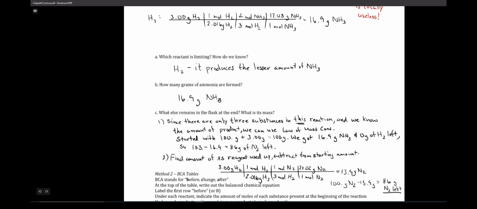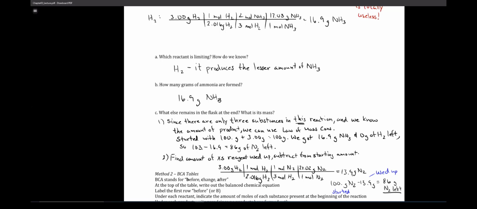Okay, again, this was the amount you started with. 13.9 is the amount you used up. And so 86 grams of nitrogen are left over. Okay. Any questions about that?